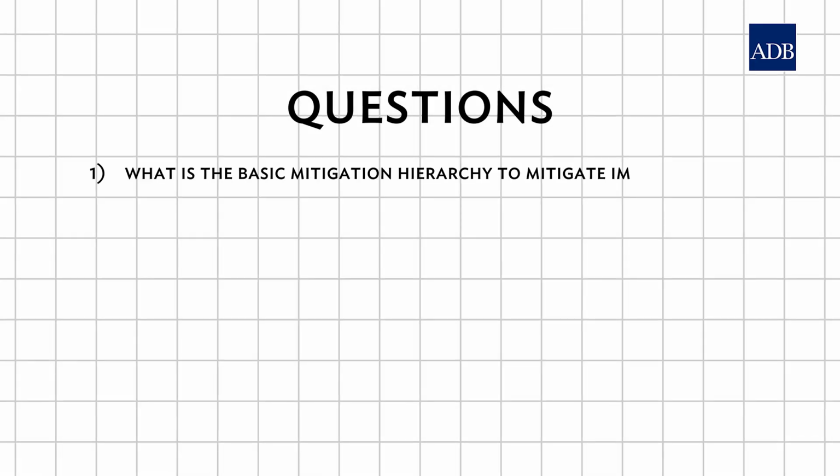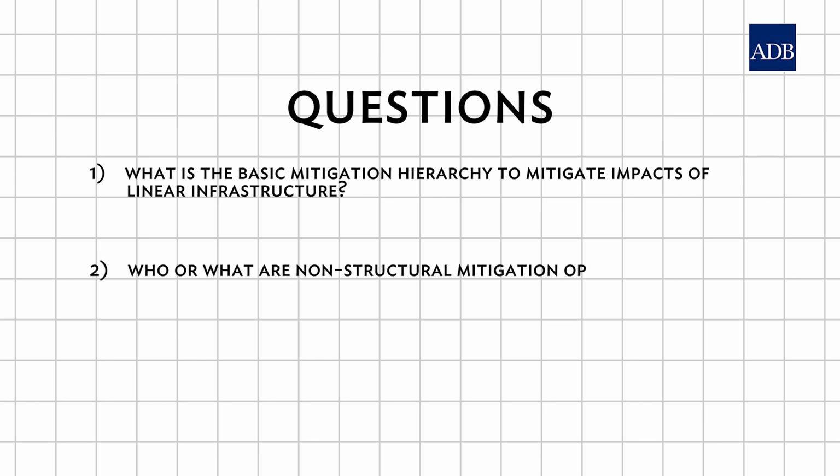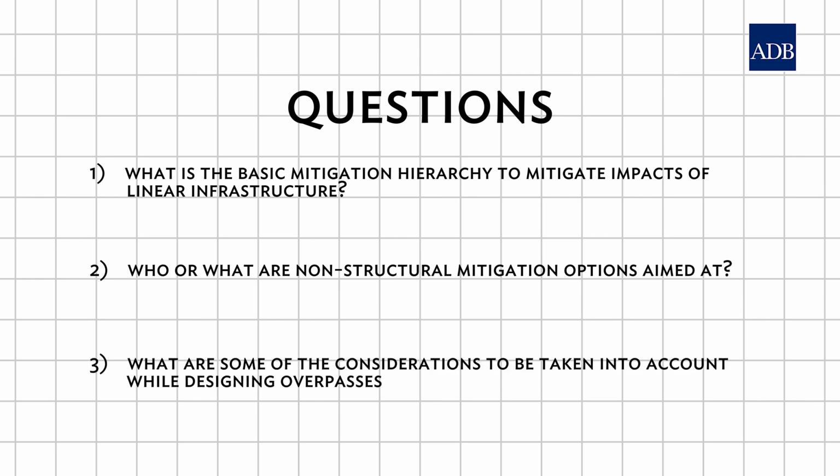What is the basic mitigation hierarchy to mitigate impacts of linear infrastructure? Who or what are the non-structural mitigation options aimed at? What are some of the considerations to be taken into account while designing overpasses and underpasses?